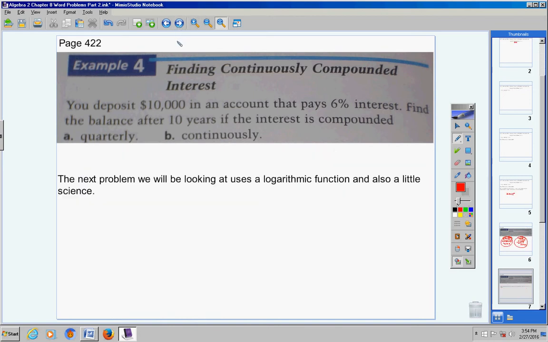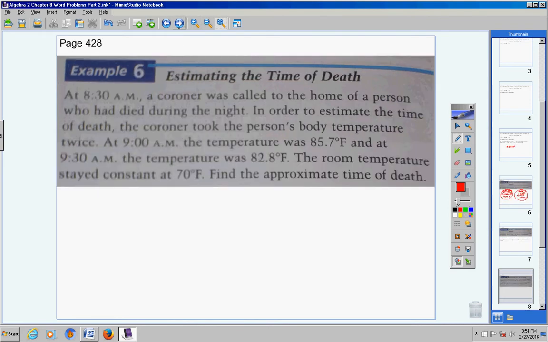The next problem we're going to be looking at uses a logarithmic function and also a little science. It's pretty cool. Okay, so here we go. Unfortunately, it's a little about a death here. At 8:30, a coroner was called to the home of a person who died during the night. They need to estimate the time of death.